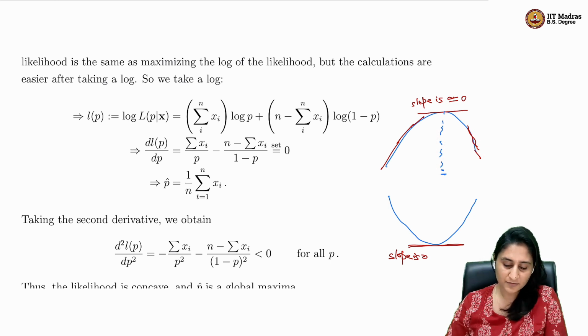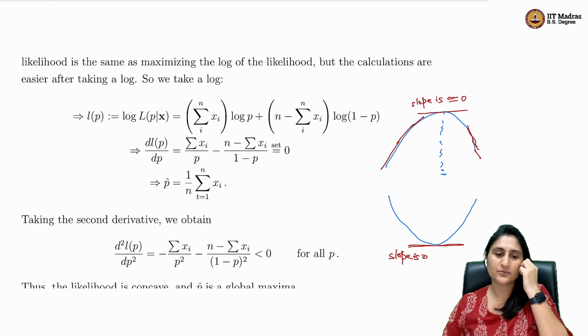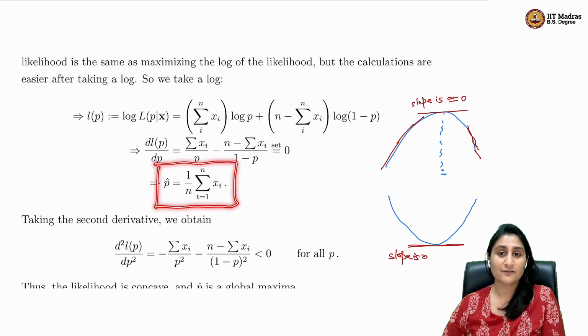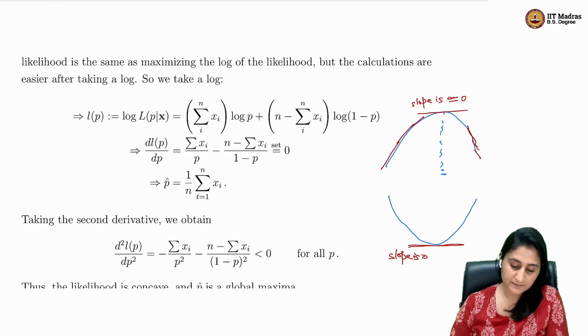Okay, and once I set it to 0, I very quickly see that the value of P that gives me slope 0 is P hat being equal to summation xi by n. So I get that the place where the maxima could potentially have occurred is at the average of all the observations. So this is the proportion of ones in my Bernoulli random draws. Okay, but I don't yet know if this is a maxima or a minima.